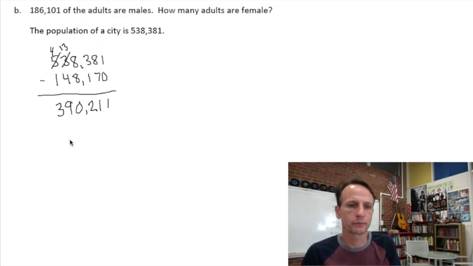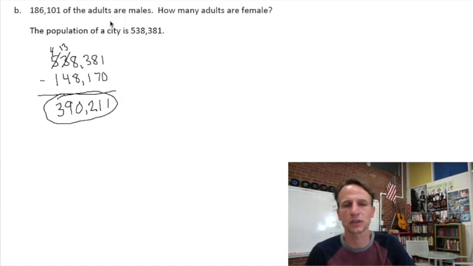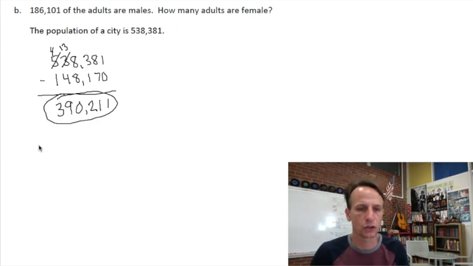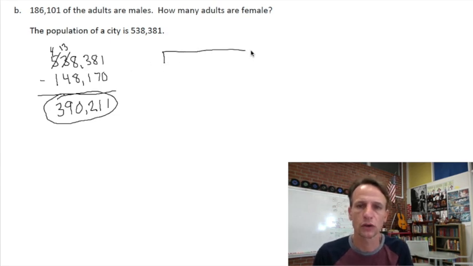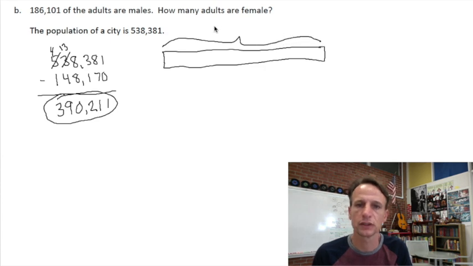So now we're working with, this is the number of adults here. This is the number we need to work with, not that whole population. The number of adults, because we're trying to figure out how many female adults we have. So when we draw our tape diagram, the whole tape is not the whole population over 538,000. It's the adult population. That makes sense? Good. Knew it did.